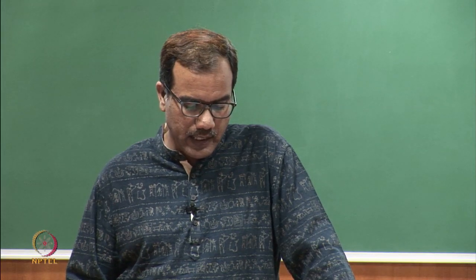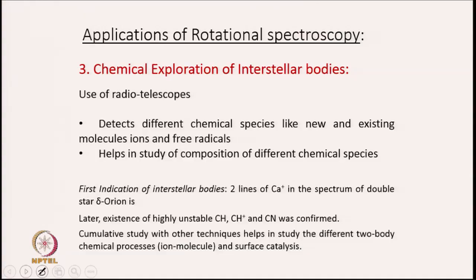So, the first indication of an interstellar body came by looking at calcium 2 plus lines in the spectrum of the double star delta Orion. Okay. And later the existence of highly unstable species was confirmed using rotational spectroscopy.